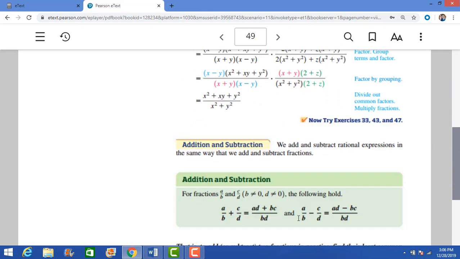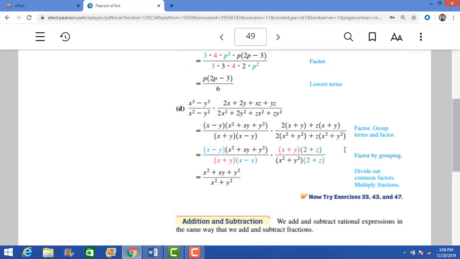Okay, now go ahead and try these exercises and see if you can do the same thing. Again, if you get stuck and you're not sure how to factor them, or you're not sure how to cancel or anywhere, just go ahead and email me or let me know, and we can go over these exercises or these examples in class as well.